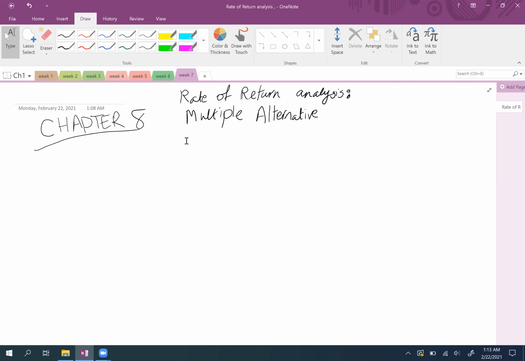Today's class, I would like to talk about chapter 8, which is rate of return analysis, multiple alternatives. In this chapter, we are trying to use rate of return analysis to compare different projects, different alternatives. In chapter 7, we learned about calculating the rate of return for a single alternative, a single project. Now in this chapter, if I have multiple projects and I want to choose the best one using rate of return analysis, what should I do?